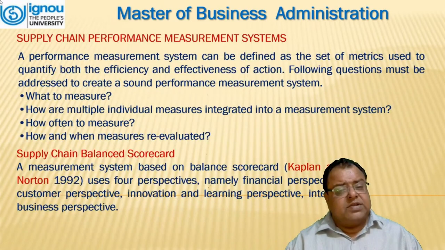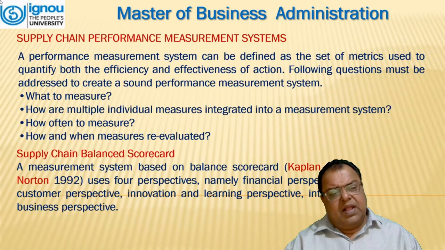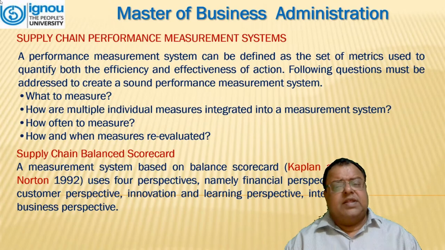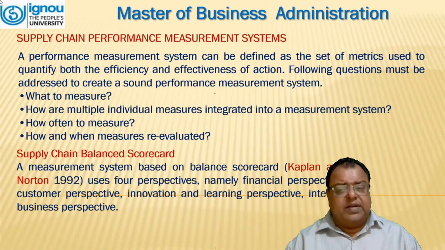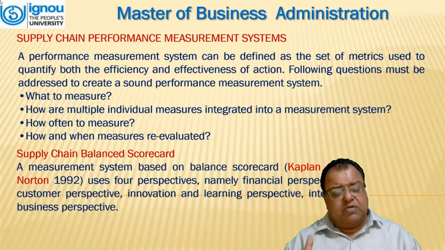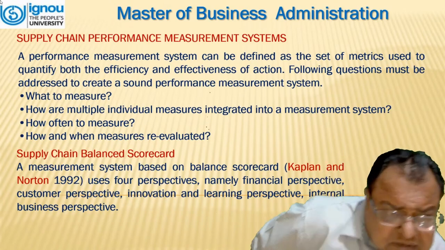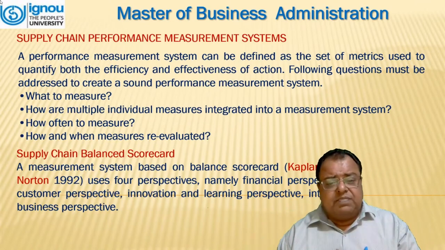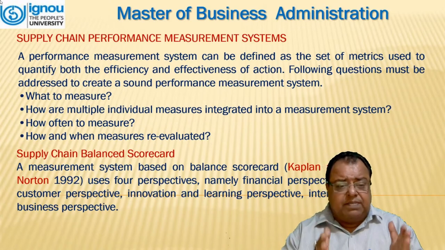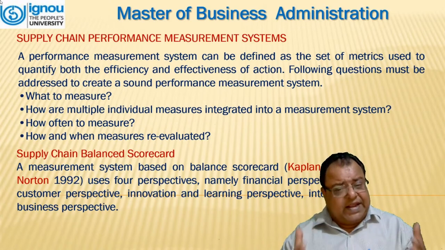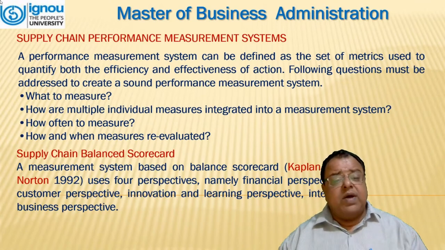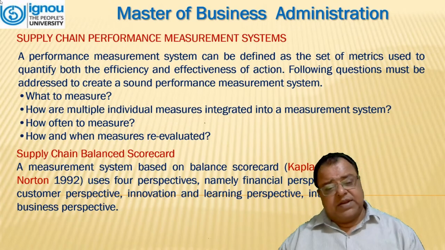Supply chain performance measurement system. A performance measurement system can be defined as the set of metrics required to quantify both the efficiency and effectiveness of action. The following questions must be addressed to create a sound performance measurement system. What to measure? How are multiple individual measures integrated into a measurement system? How often to measure? And how and when should measures be evaluated?